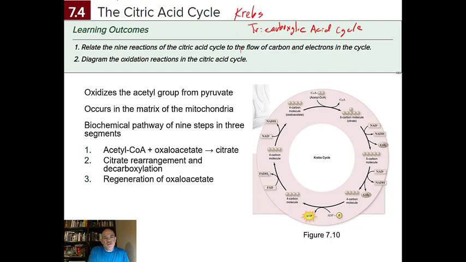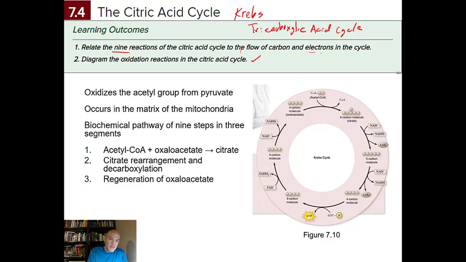Learning objectives here are to relate the nine reactions of the citric acid cycle to the flow of carbon and electrons in the cycle. So we're talking about removing these high energy electrons to use them to help generate ATP in the next part of the process. And then diagram the oxidation reactions in the citric acid cycle. For this particular objective, I would expect you to just interpret the cycle overall and not necessarily memorize every little detail on there. So what's going to happen here?